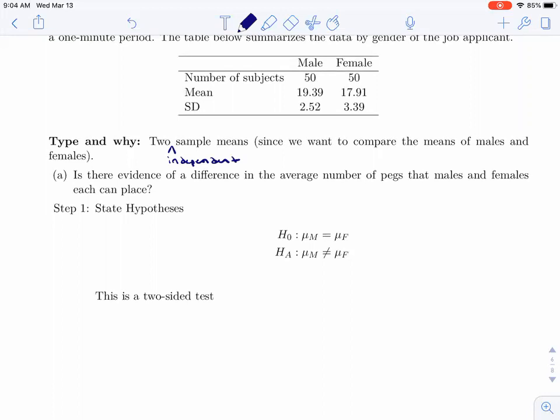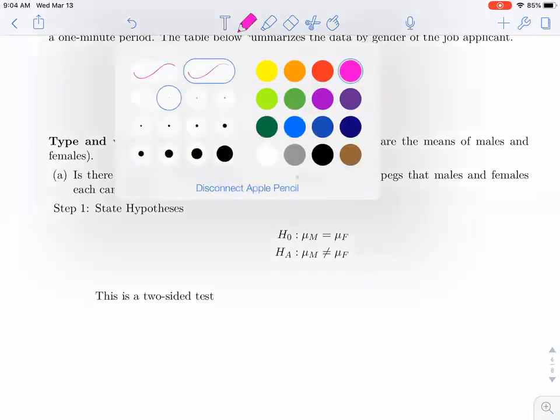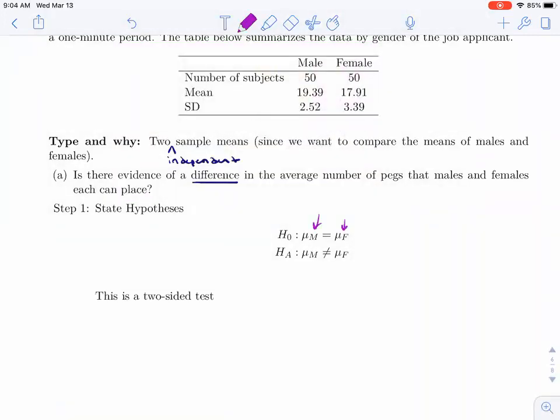Is there evidence of a difference in the average number of pegs that males and females can place? Okay. So here, we want to know if there's a difference between the 2 means. In our null and alternative hypothesis, we have to use question-specific subscripts, right? So here, you must use question-specific subscripts, doesn't matter which order, in H0 and HA.